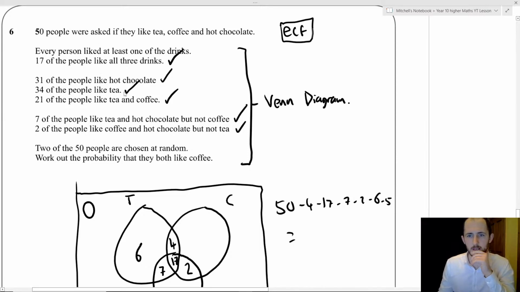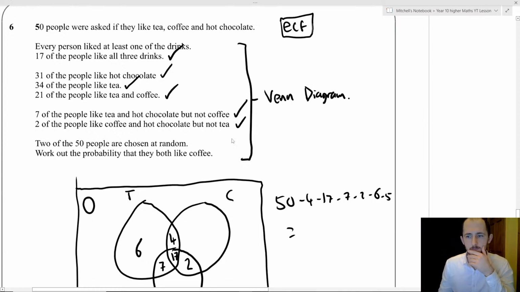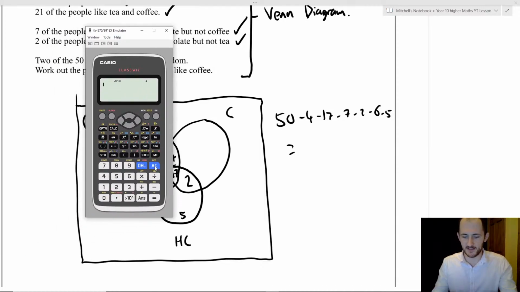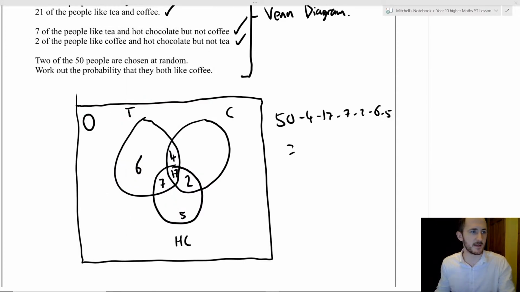So, yeah. So, you know what? I'm going to be lazy and just do this on a calculator. So 50 minus 4 minus 17 minus 7 minus 2 minus 6 minus 5. 9. Perfect. That makes my life easier. Cool, so we've gained most of the marks already.